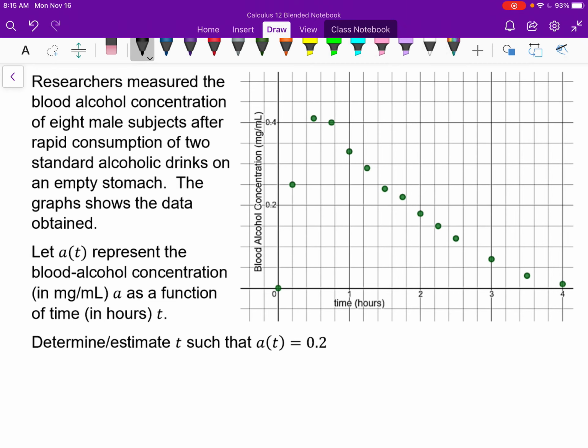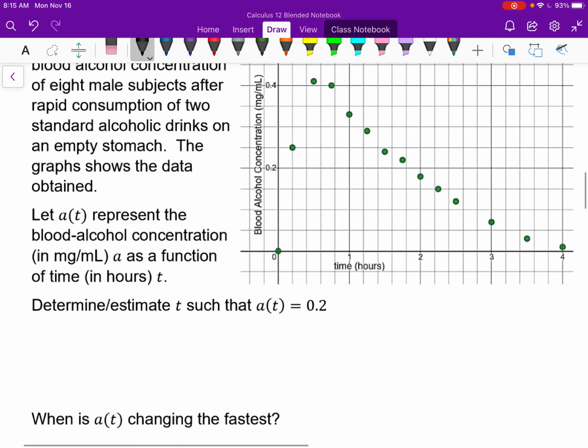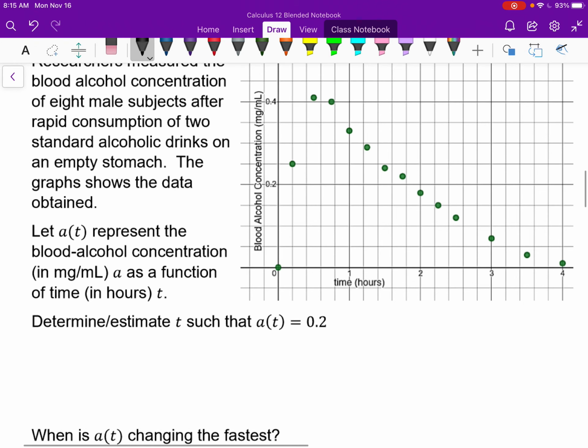And this was the average of it. And so, again, this is actual data. So on the x-axis, you can see it's time in hours. The y-axis is blood alcohol concentration in milligrams of alcohol per milliliter of blood. All right, so there's your scatter plot. And so then I say, let A of t represent the blood alcohol concentration, A as a function of time t. So I'm just kind of formalizing. Let's call t the independent variable. Let's call A the dependent variable.